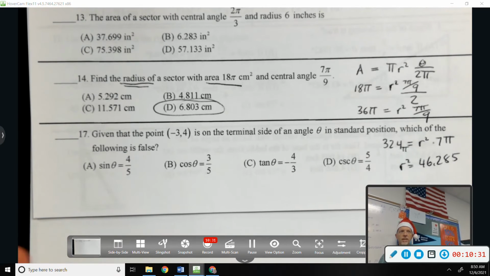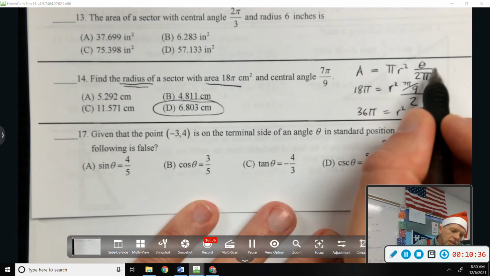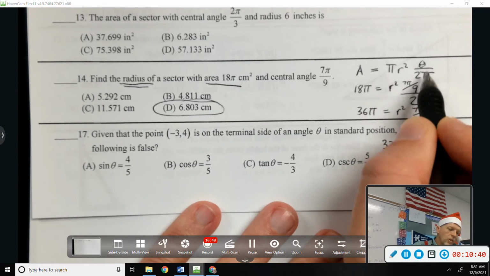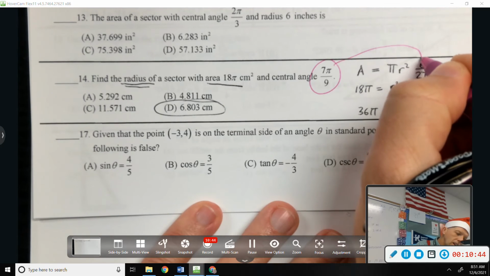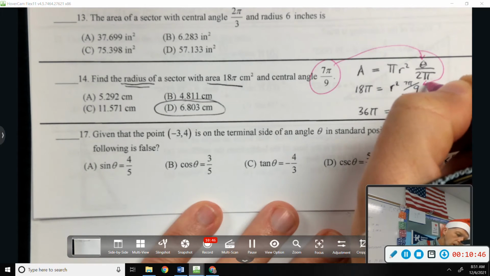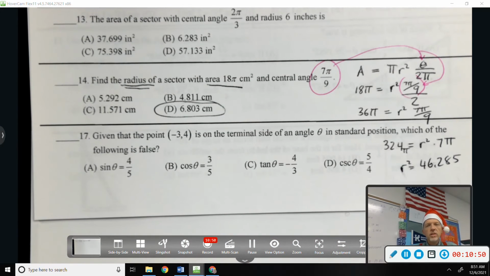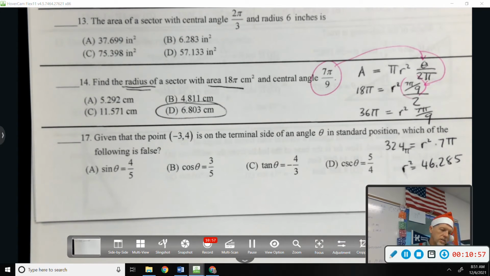Why? Because my formula is pi r squared, that's the regular area of a circle, times the angle over 2 pi, and it told me that the angle was 7 pi over 9. So that's where the 7 pi over 9 came from. And then there's 14 different ways to go from there.